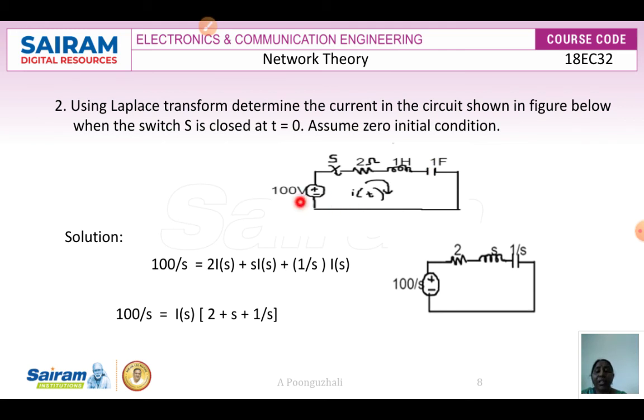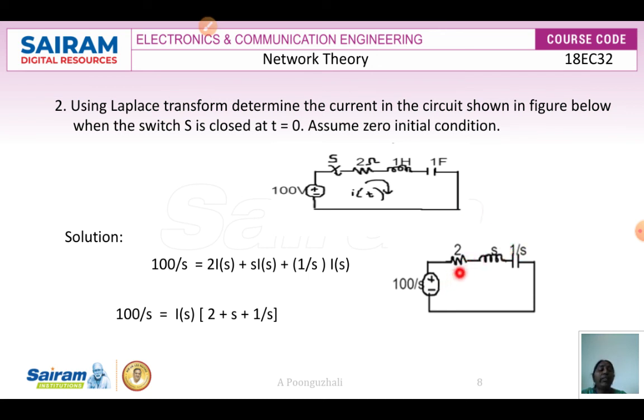Now if I write my basic equation, if I convert it to the s domain, the Laplace transform of this 100 volts is going to be 100 by s, and this 2 ohms is going to be just 2, no change. This inductance is going to be sL. The L value is 1, so I write it as s. And capacitance is 1 by sC, the C value is 1, so it is 1 by s.